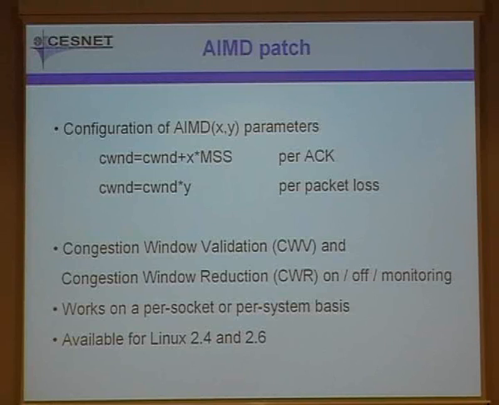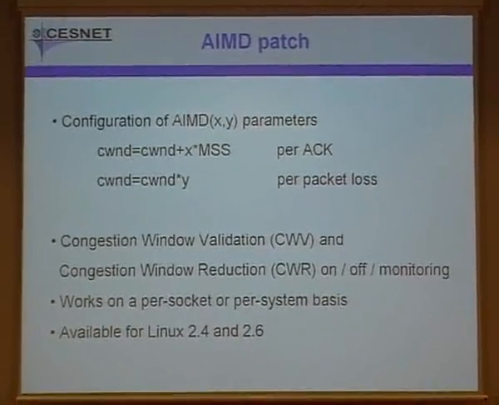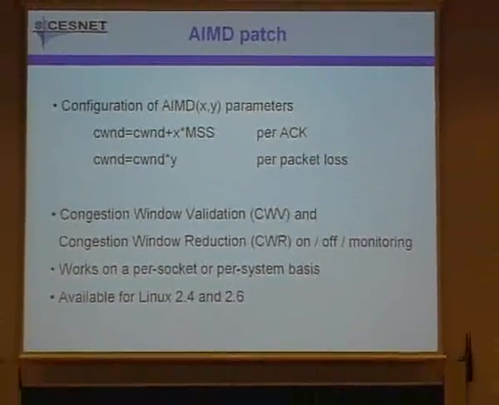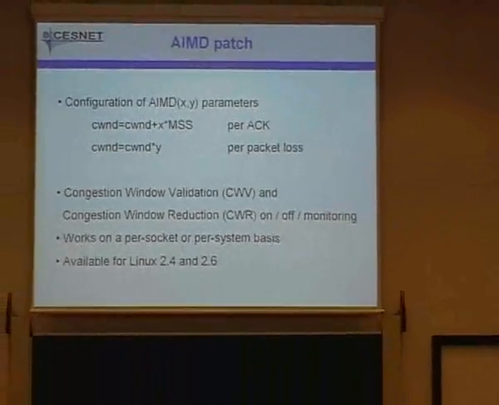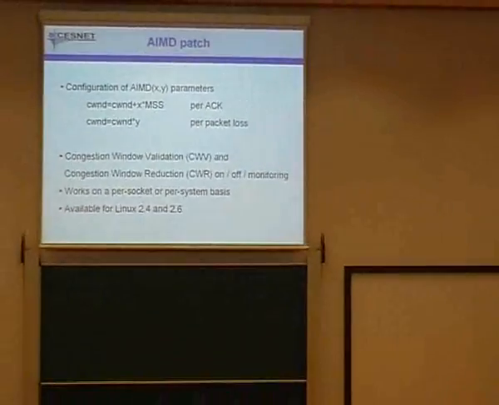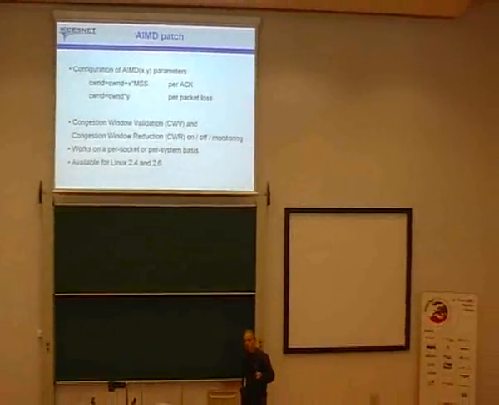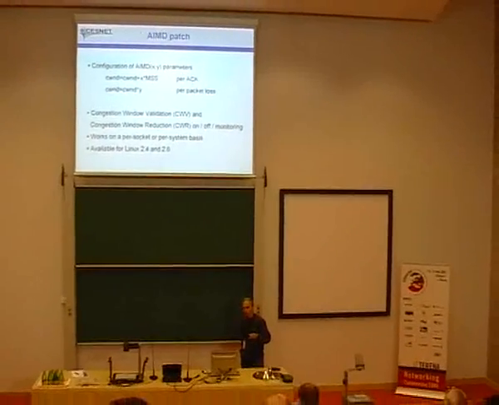The other tool I would like to mention is the AIMD patch. This is a separate thing which can be used together with bulk, but bulk can be used on its own. It doesn't need any patch. This patch allows you to configure parameters of additive increase and multiplicative decrease of congestion control in TCP.